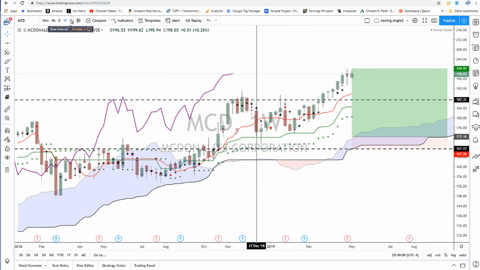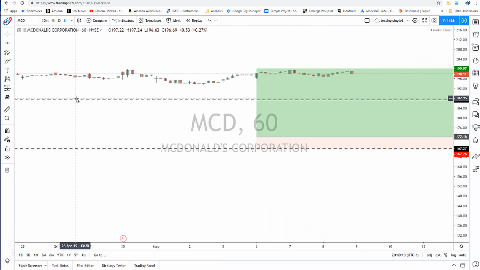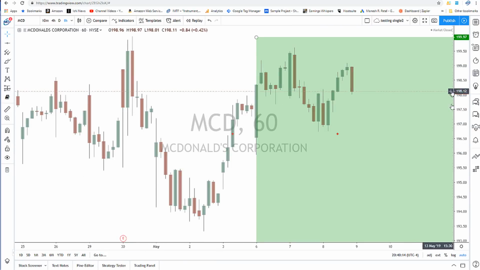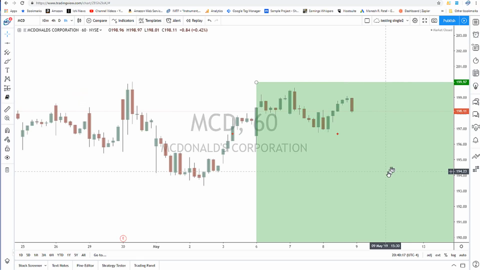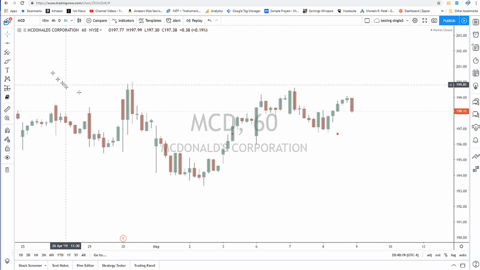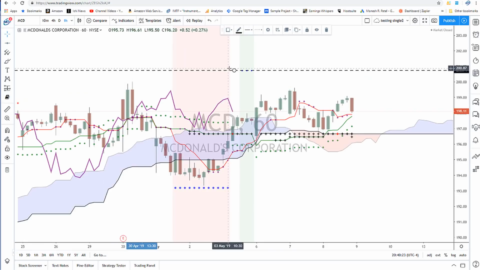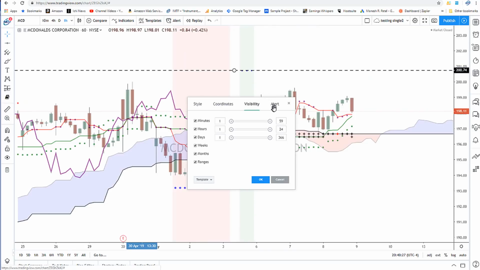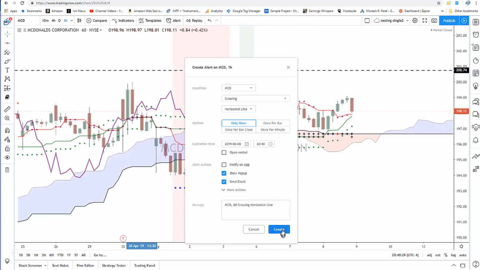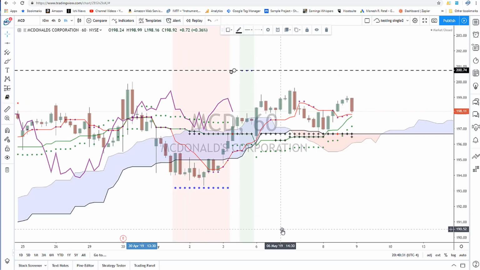So what we could do is come down to a 1 hour. I'll just click on auto here. And we'll put an alert, delete this reward risk tool, and put an alert here at the blue dots right there. Okay. And boom, we're ready to go. Okay, so that is basically everything you need to move forward with.